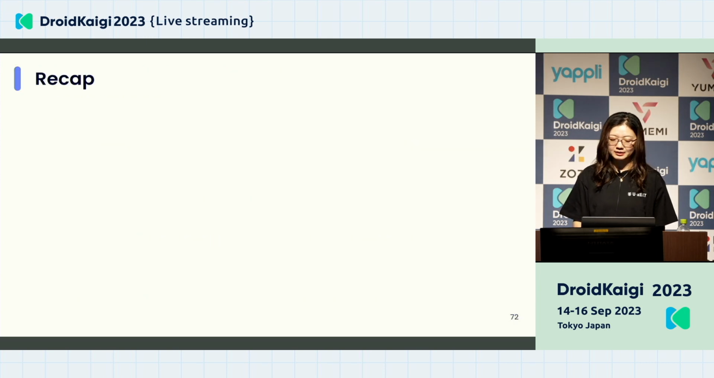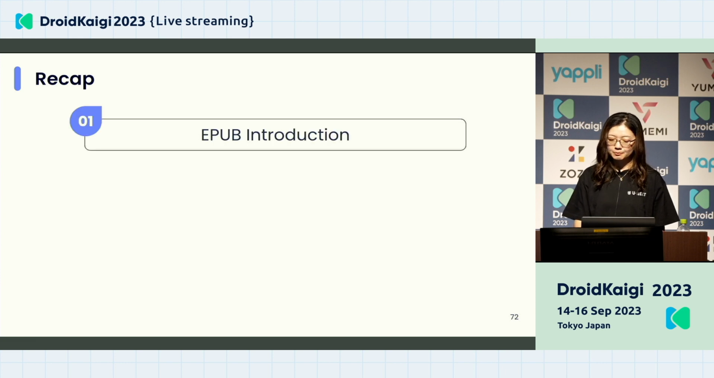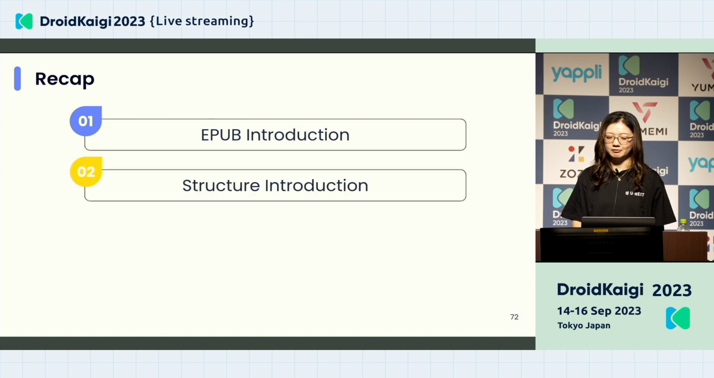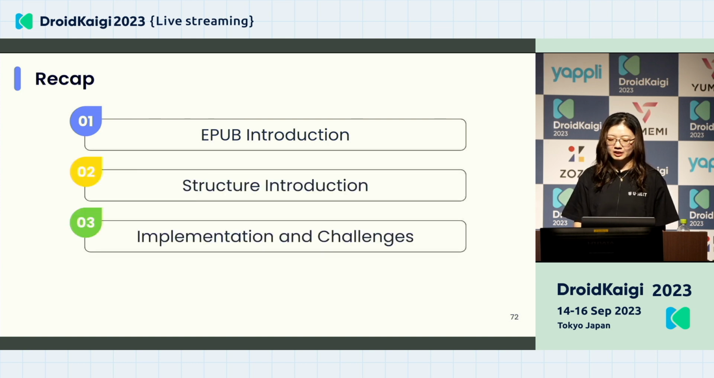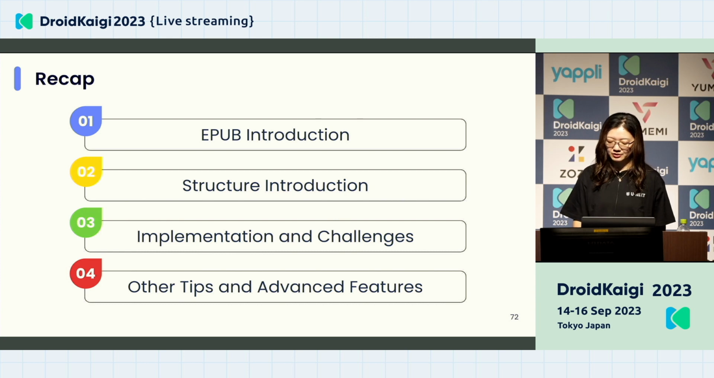Okay, to recap today's discussion, we began by exploring the fundamentals of Epub and the structure of an Epub Viewer app. We then dived into the implementation process and the associated challenges, which included integrating the AndroidView composable and achieving synchronization between AndroidView and other composables. Next, we shared some tips and insights into advanced features to consider when building an Epub Viewer app.